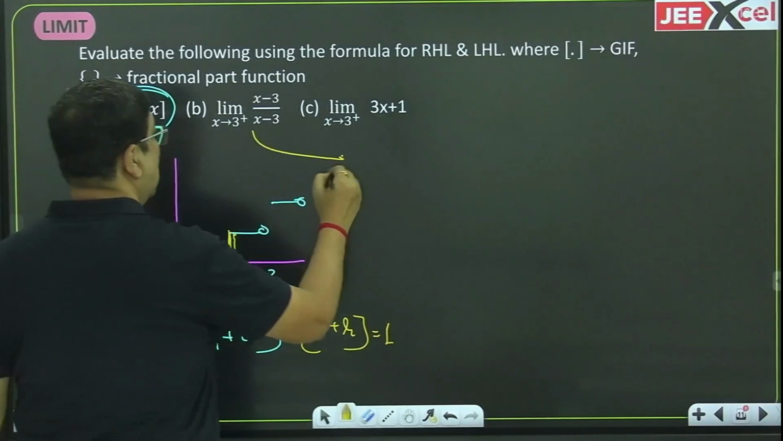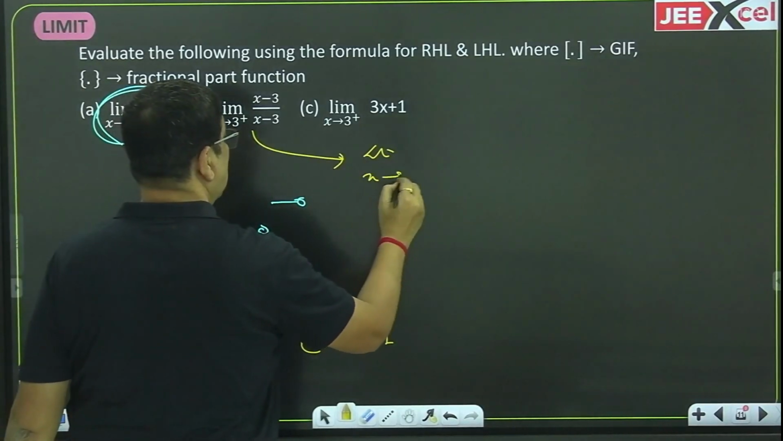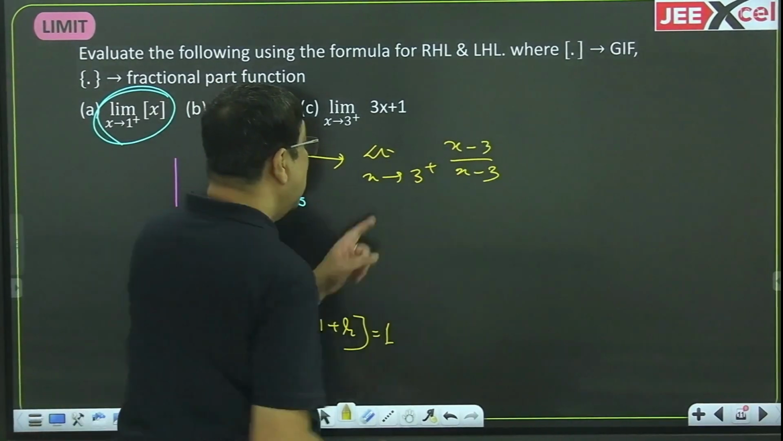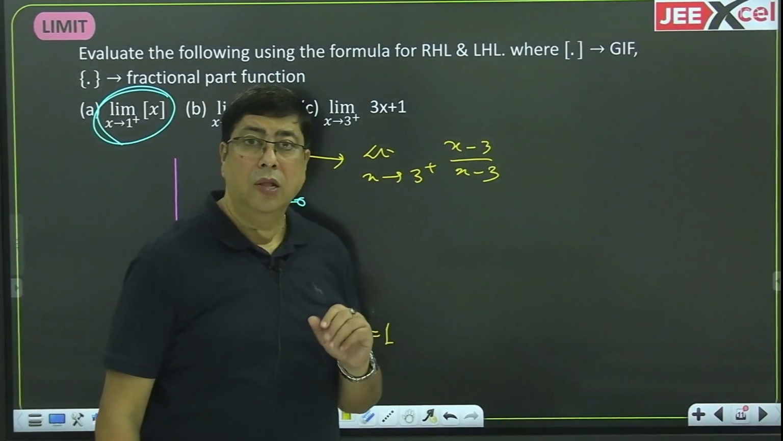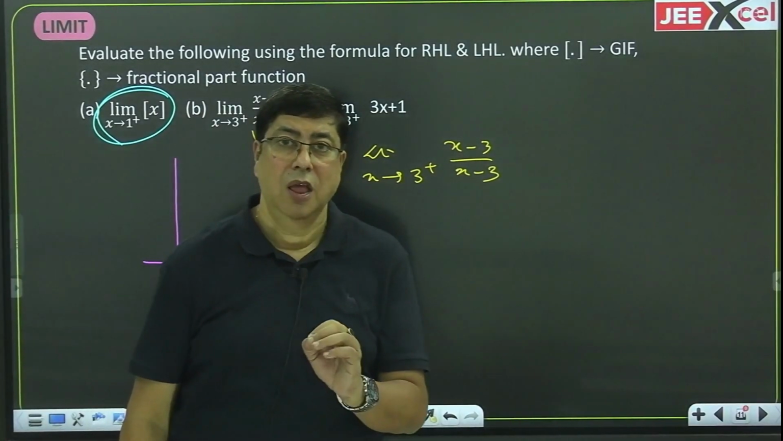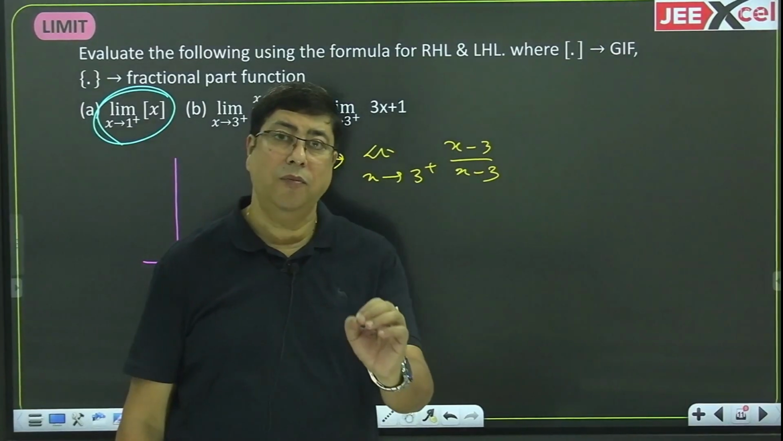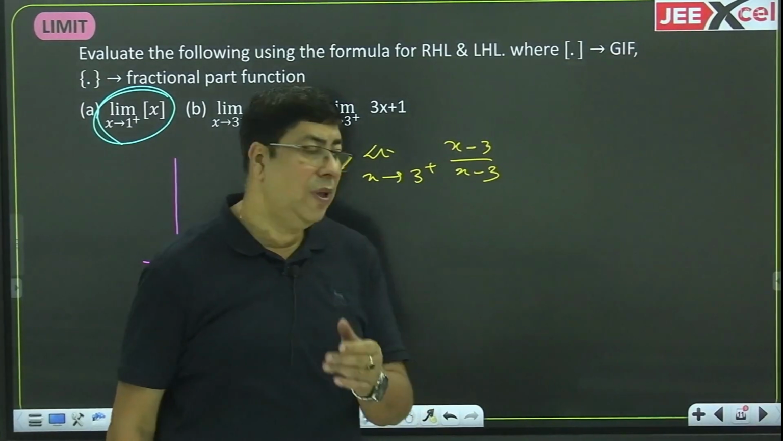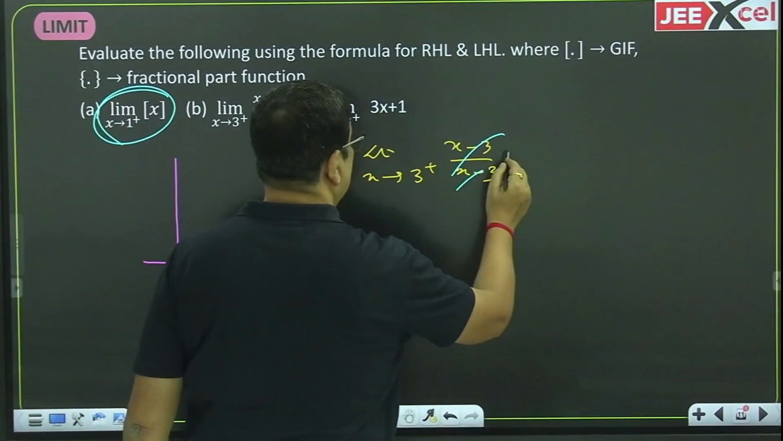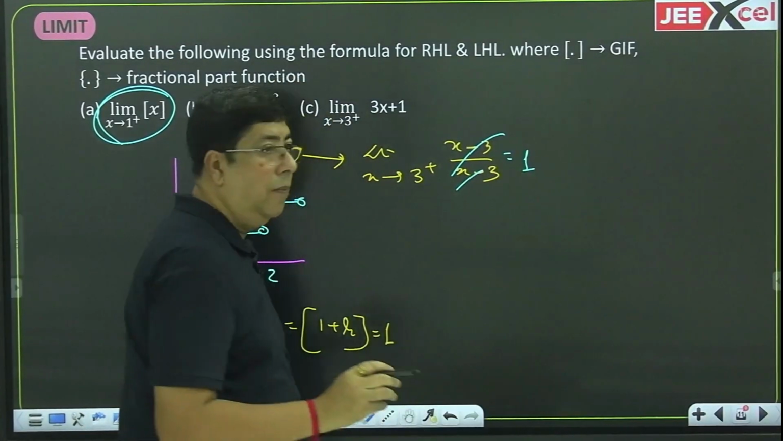For this sum, limit x tends to 3 plus of (x minus 3) by (x minus 3). Look, x is not 3. In this case x is moving towards 3 from the right hand side but is not equal to 3, so we can cancel the common factor. What is the problem? We can directly cancel and the answer is 1.